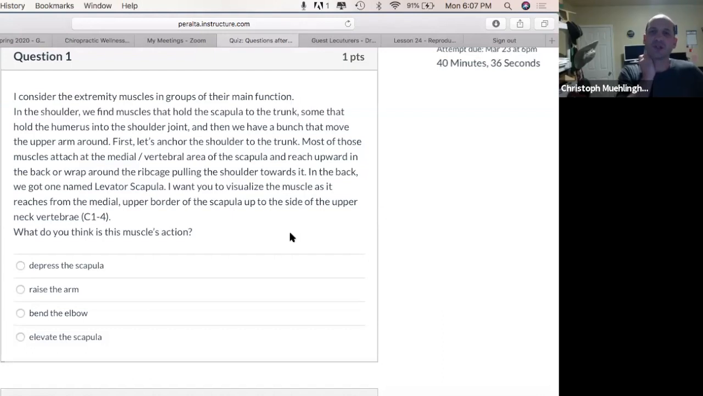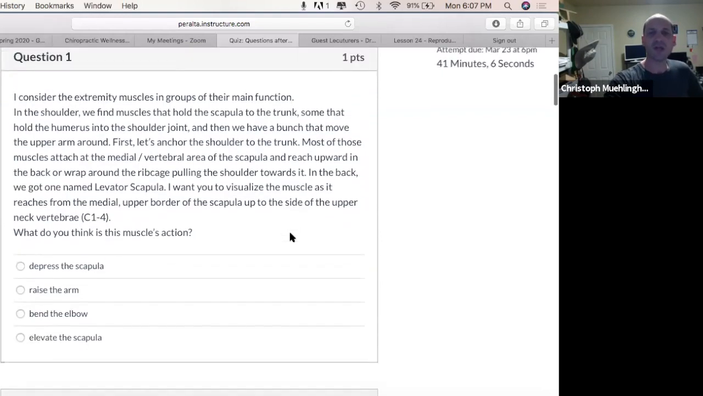First, let's anchor the shoulder to the trunk. Most of those muscles attach at the medial or vertebral area of the scapula and reach upward into the back or wrap around the rib cage, pulling the shoulder towards it. In the back, we got one that's named levator scapula. I want you to visualize that muscle as it reaches from the medial upper border of the scapula up the side of the upper neck, to vertebra 1, 2, 4. Can you visualize that muscle?